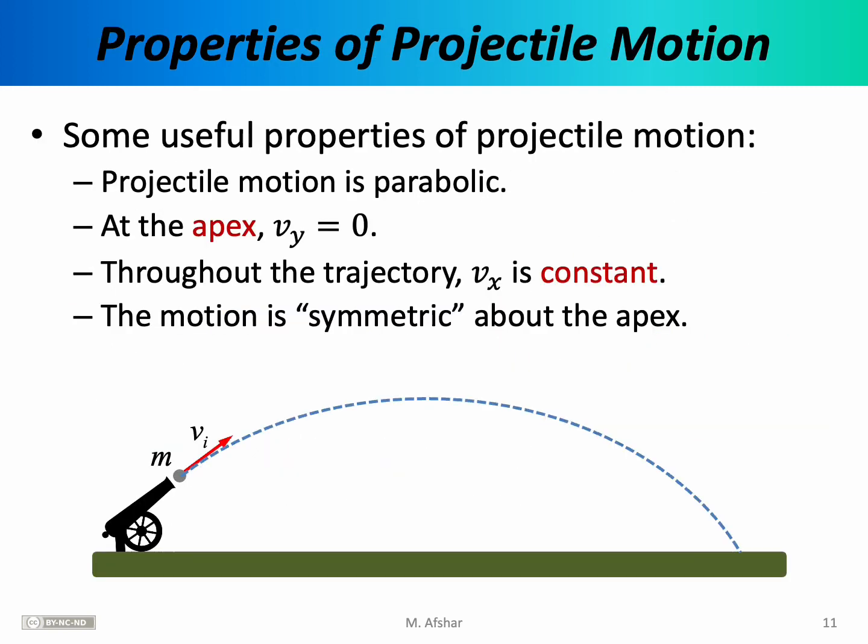Let's review some important properties of projectile motion. We're talking about an object that has some initial velocity we're going to call vi. The object has some mass, although the mass of the object ends up not being important in answering typical projectile motion problems. The initial velocity will have some x component and it will have some y component. You can solve for those using a little bit of geometry.